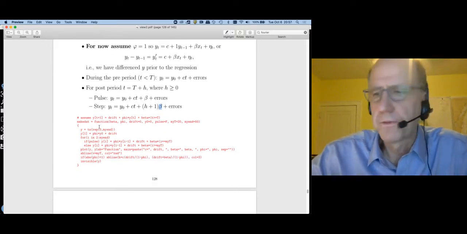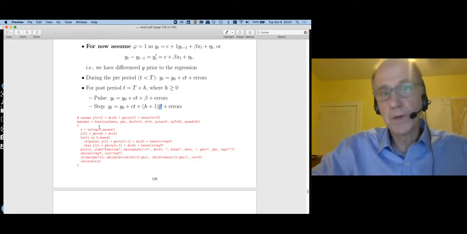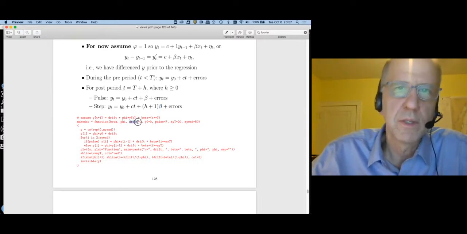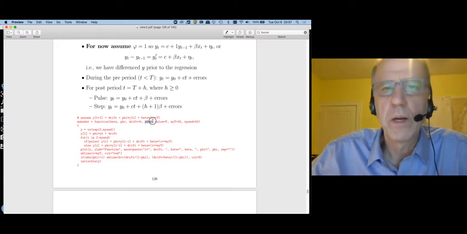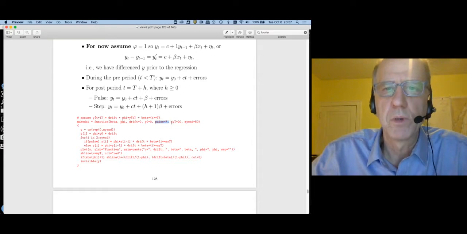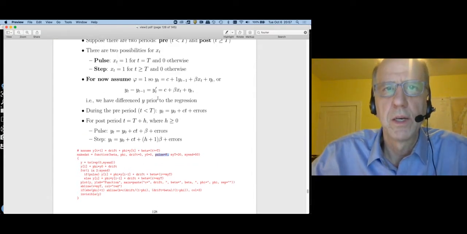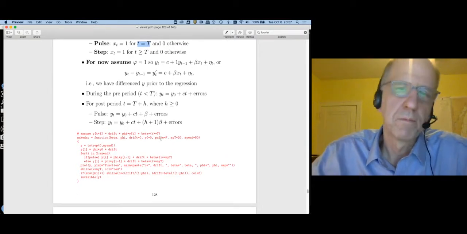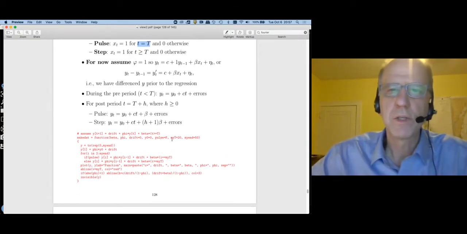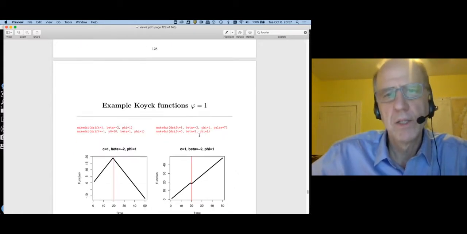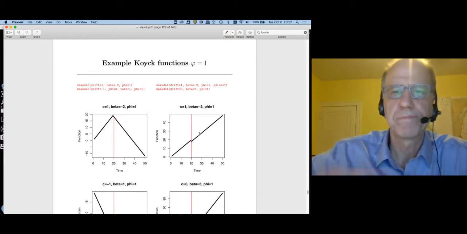So I've written a little function for us, and this function will allow us to pass values of beta, phi. This drift is the c term. You can give it a y0 if you want. You can tell it if you want pulse or not. So pulse means I get a shot at time t. Not pulse means it's a step function. And then you can specify where you want the big T to be and where the end of the series is. So let's just go take a look at a couple of these.